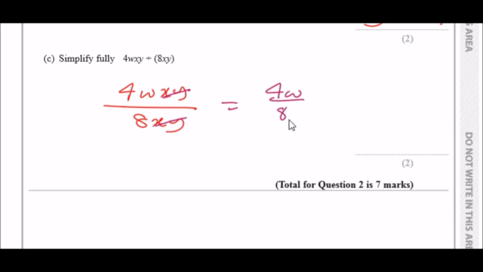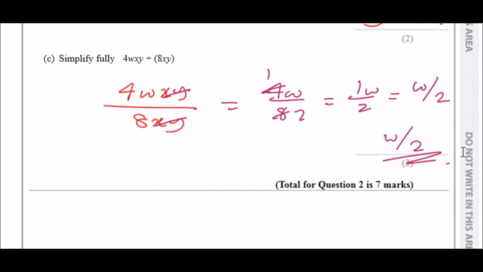Now, number terms, well, you can see they're both in the 4 times table. So divide them both by 4, you're left with 1 and 2. So we're left with 1w over 2. But in maths, we don't need to put the 1, so it's just w over 2. And that's it. The solution is w over 2.